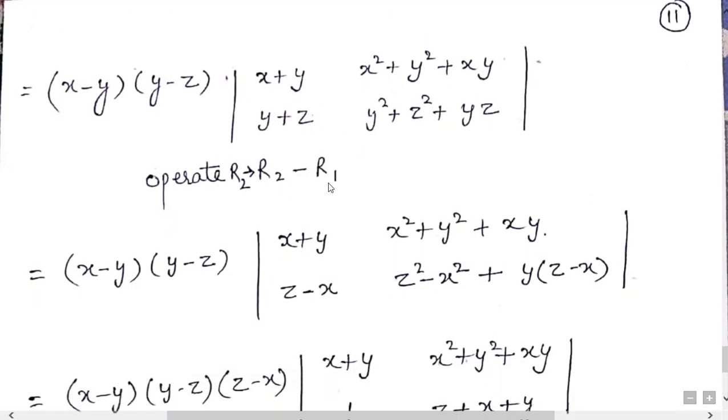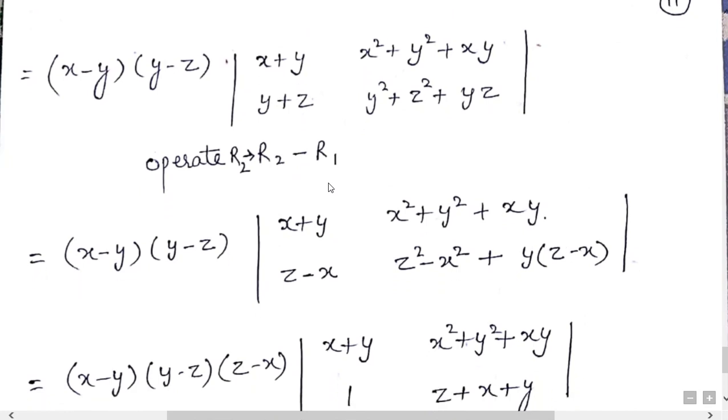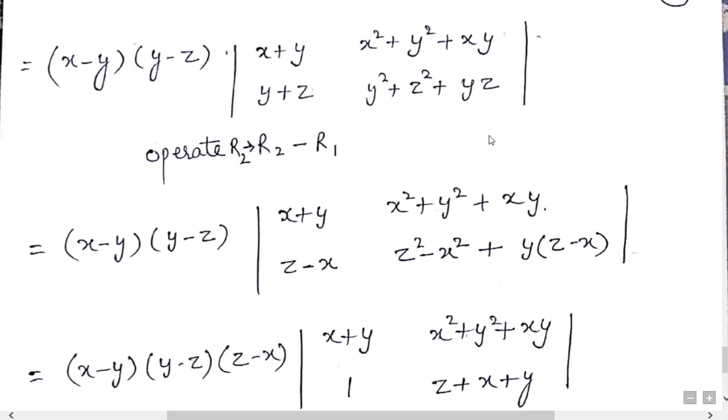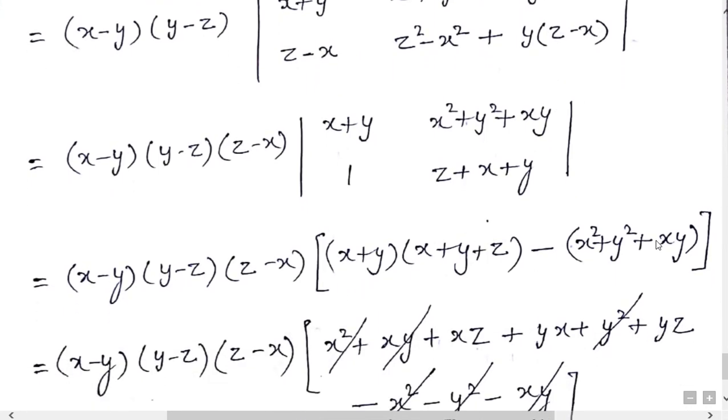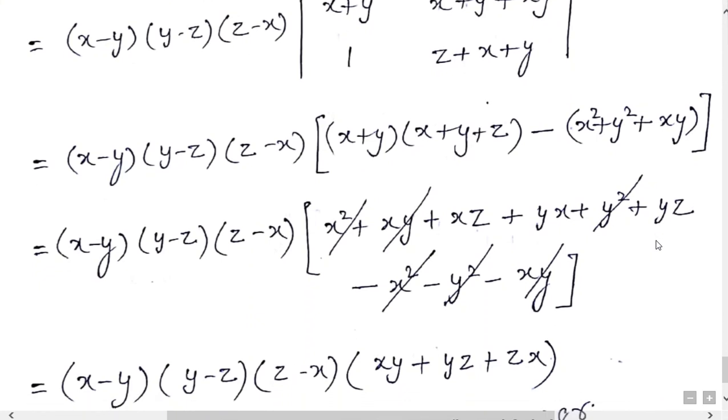Now again operate r2 minus r1. You will get z minus x, then z square minus x square, and here y is common, z minus x. Basically z minus x becomes common from the second row. Now the value is 1, z plus x plus y. Now cross multiply the values. Some of the values cancel with each other. Inside, the answer is simply xy, yz and zx. You can easily multiply the values. Simple multiplication of polynomials is there.